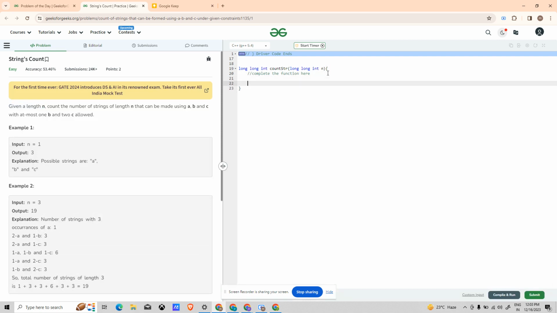So yeah, we identify the base cases as n equals 0. In that case, we have to return 0. Else if n equals 1, in that case, we have to return 3: A, B, and C. Else if n equals 2, we have to return 8. The cases we identified, that is AA, AB, BA, AC, CA, CC, and BC, CB.